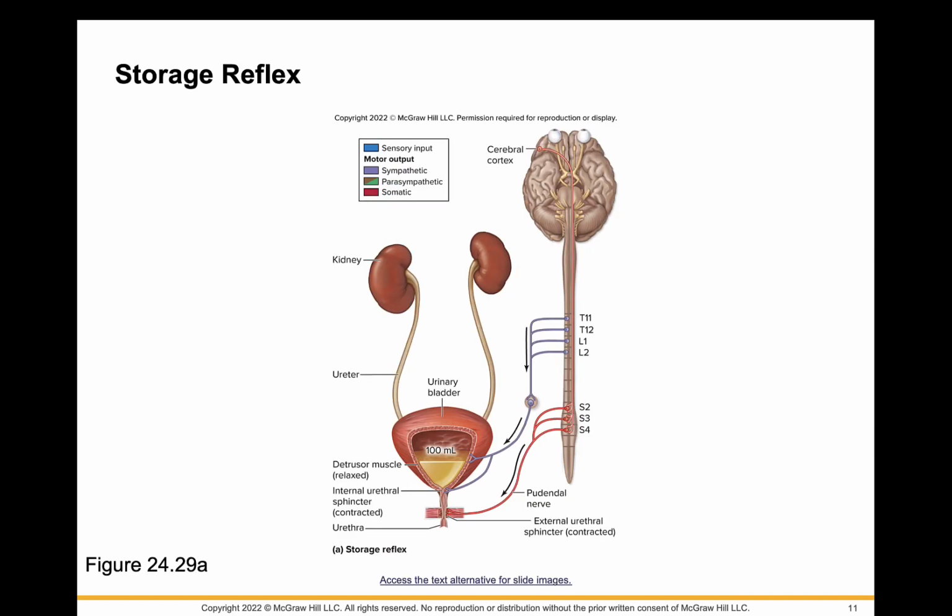Here we're basically looking at the storage reflex, and what we want to focus on primarily is going to be the output. We are going to have sympathetic output, and remember, this is going to be responsible for relaxation of the detrusor muscle, but contraction of the internal urethral sphincter. Also keep in mind that the pudendal nerve innervating the external urethral sphincter is making sure that that sphincter stays contracted.